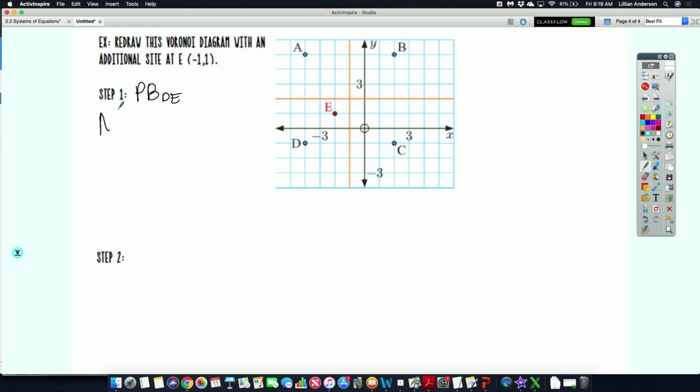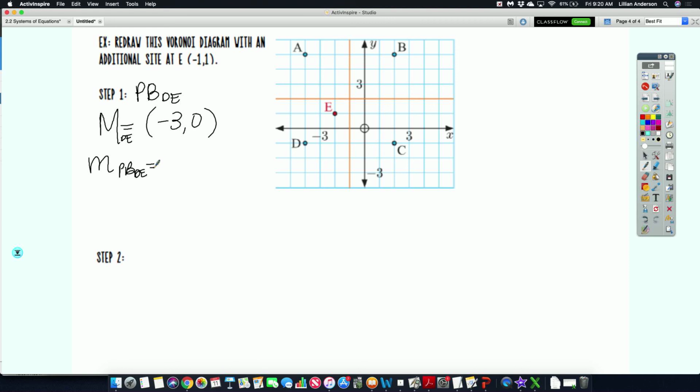I need the midpoint of DE. What's the midpoint? I can see it, that's why I'm looking at it. -3, 0. Okay? Again, you can do x1 plus x2 over 2, y1 plus y2 over 2 to get the midpoint. Now I need the gradient of the perpendicular bisector for DE.